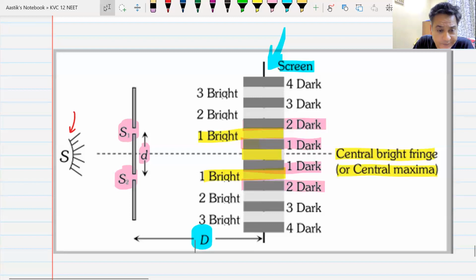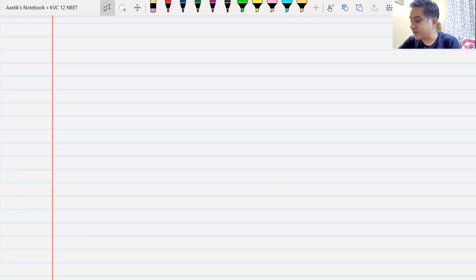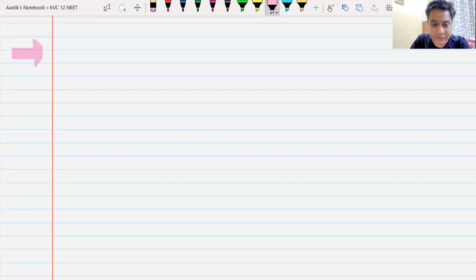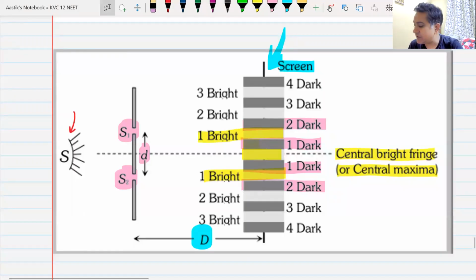Okay, then I will move ahead and give you some important points, and you must note these important points and keep them with you. Now, when you talk about interference, at some points you have constructive interference, and at some points you have destructive interference. Can you tell me what are the points where you are having constructive interference and what are the points where you are having destructive interference?